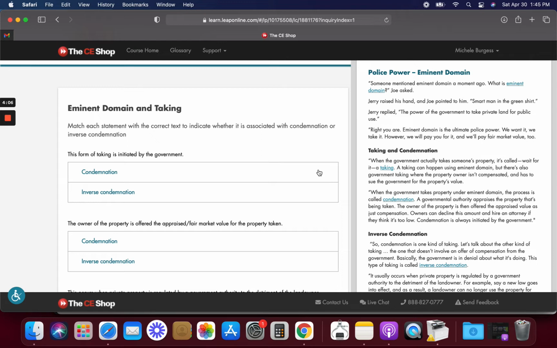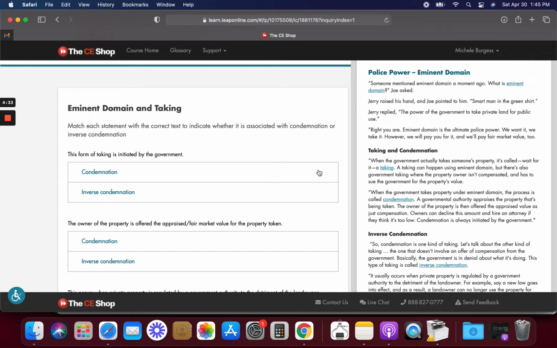When the government takes your property under eminent domain, the process is called condemnation, because a governmental authority appraises the property that's taken, and the owner of the property is offered an appraised value, and the appraised value might be less than what somebody else is offering you. Now, the owners can decline the amount, and they could also hire an attorney if they think it's too low.